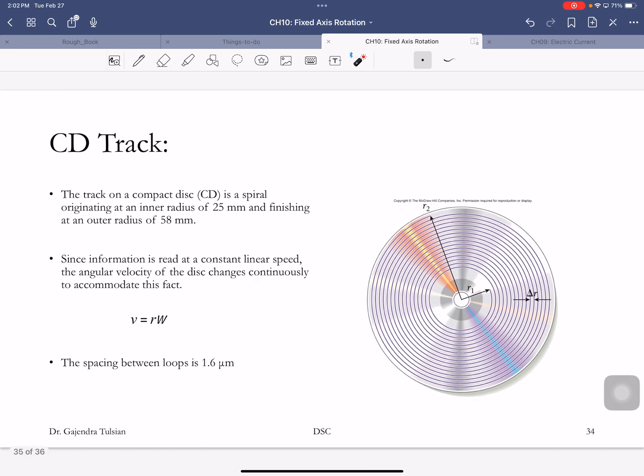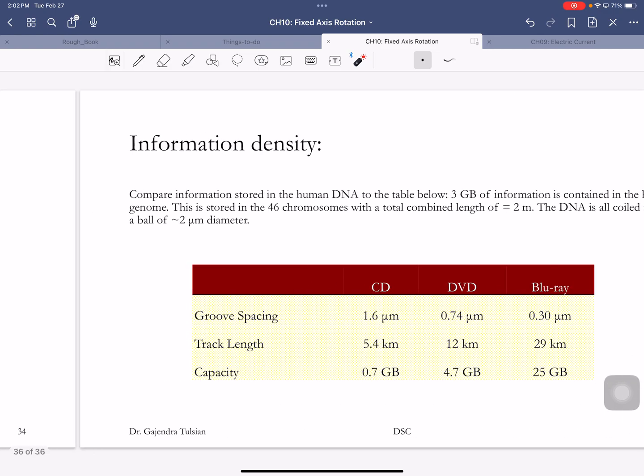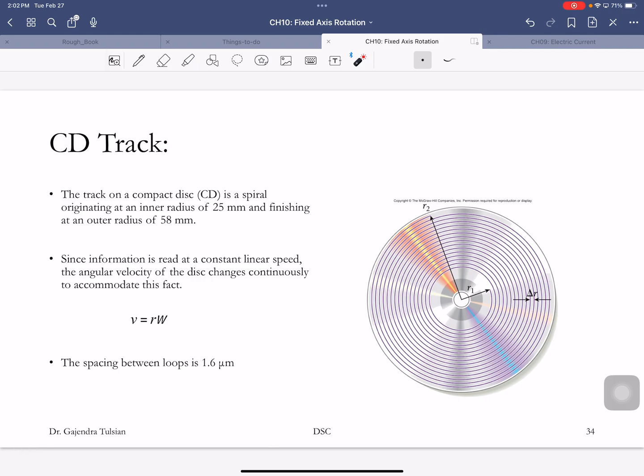All right, so I'll quickly go over a couple of slides, just fun stuff. I don't know, do any of you guys still use CDs? Have you ever seen a CD? Have you ever used a CD? Yeah. Oh, you have, okay.